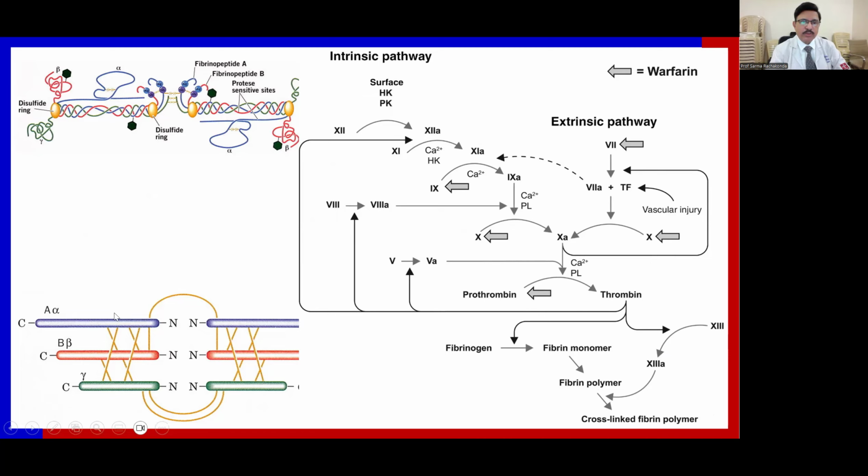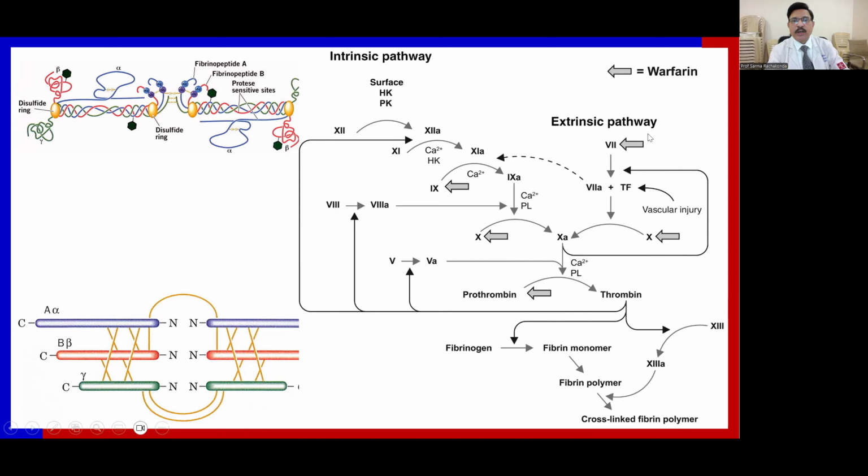Now you see here. These are the fibrins, and this is how they are bridged. The cross-linking is done by these fibrin bridges. This is accomplished by factor 13 becoming 13A. Okay, this is the intrinsic pathway.